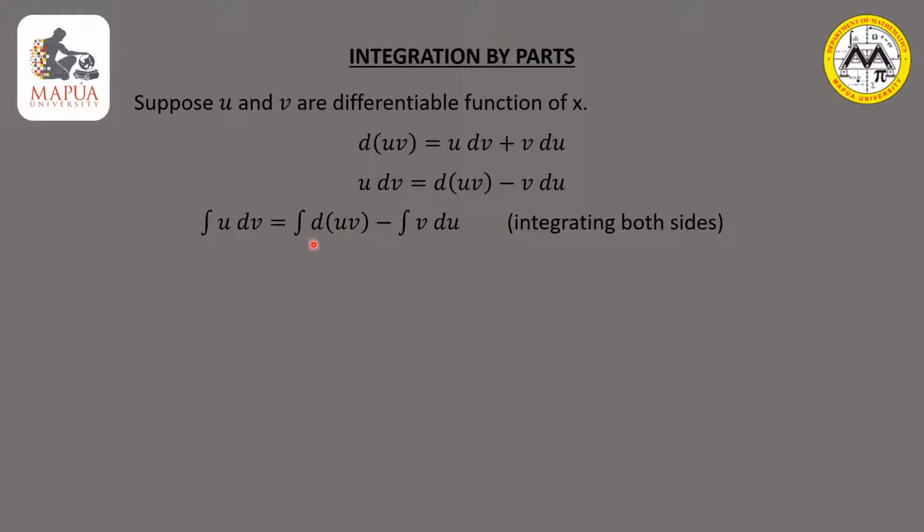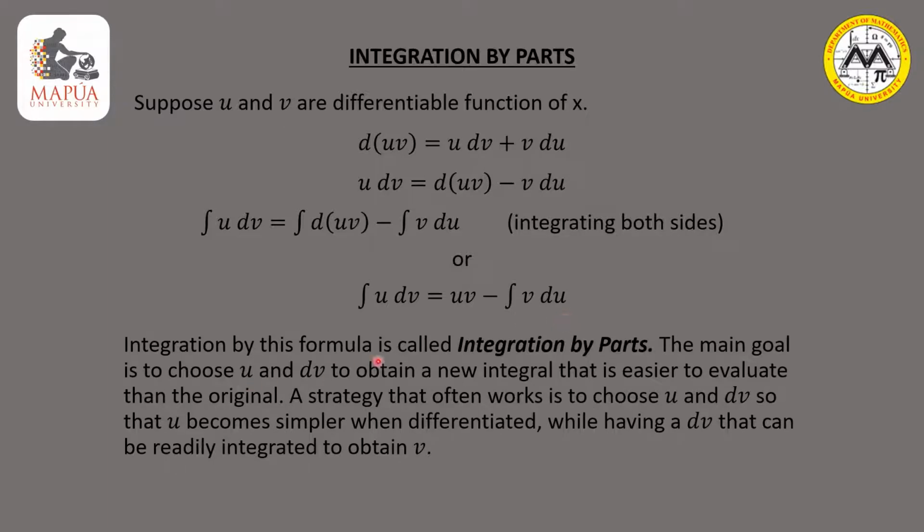Recall from the definition of the integral or the antiderivative that the integral of du is just equal to u. Hence, the integral of the differential of uv will just be equal to uv. Therefore, this formula can be simplified to the integral of u dv is equal to uv minus the integral of v du. This particular formula for integration is called integration by parts.